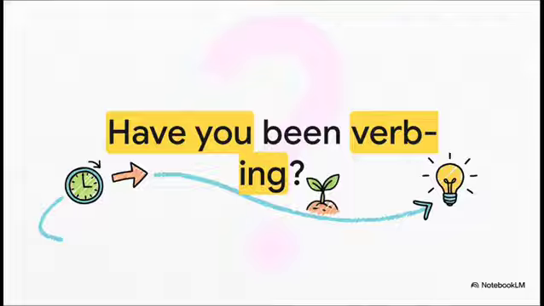And asking a question, oh, that's just as simple. You literally just flip the subject and the verb. You start with have or has, then the subject, then been and the ing verb. So you have been waiting just becomes have you been waiting? See? Now that we've got the structure down, let's see where it really shines in actual conversations.